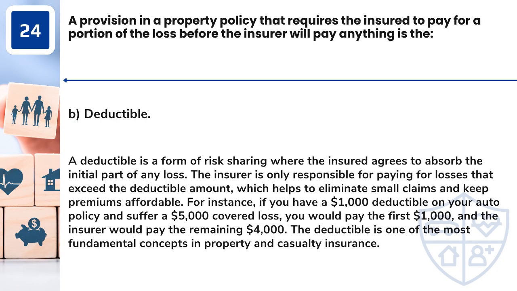Answer, B. Deductible. A deductible is a form of risk sharing where the insured agrees to absorb the initial part of any loss. The insurer is only responsible for paying for losses that exceed the deductible amount, which helps to eliminate small claims and keep premiums affordable. For instance, if you have a $1,000 deductible on your auto policy and suffer a $5,000 covered loss, you would pay the first $1,000, and the insurer would pay the remaining $4,000. The deductible is one of the most fundamental concepts in property and casualty insurance.